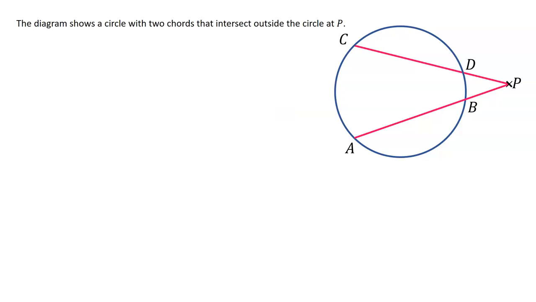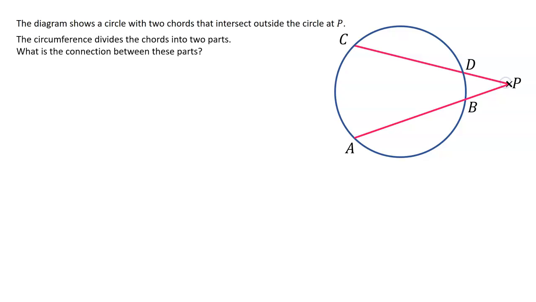Here I've got the situation where the chords intersect outside the circle. So I've extended the chord onwards for both of these until they meet. Again, I've named my point P. Let's consider the relationship between the two parts of the chords, the part inside the circle and the part outside the circle.